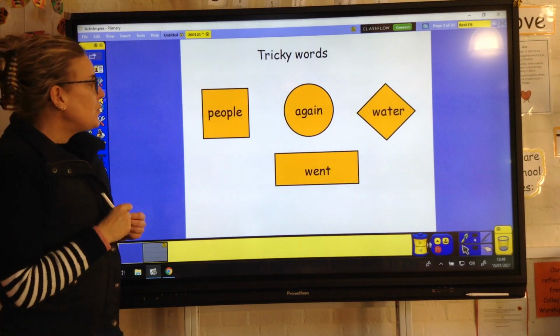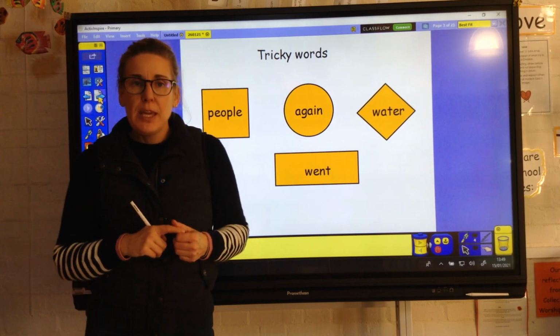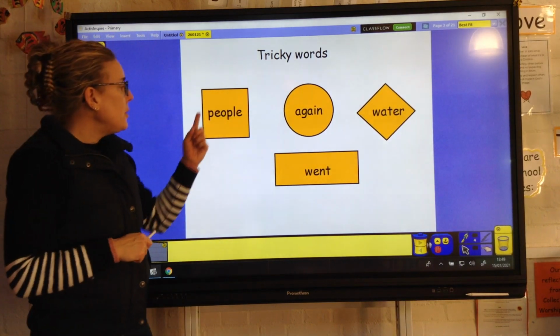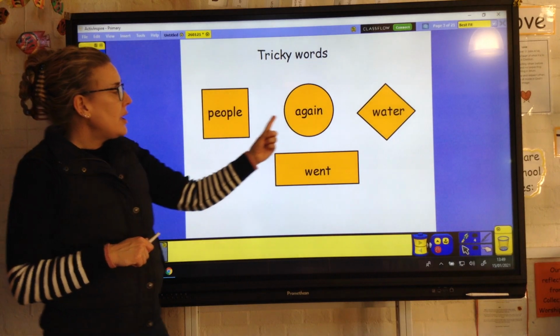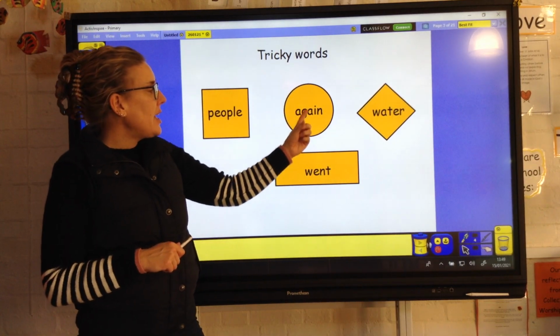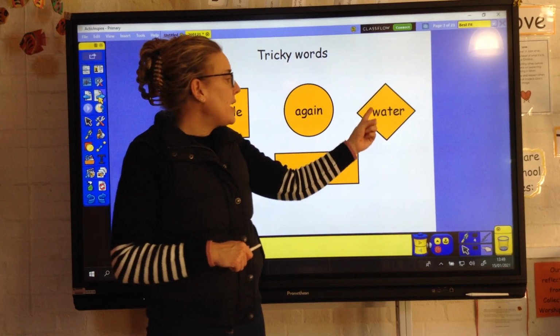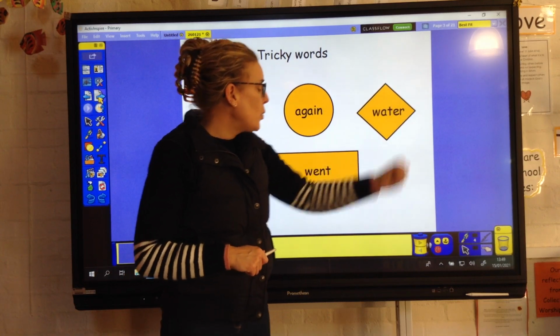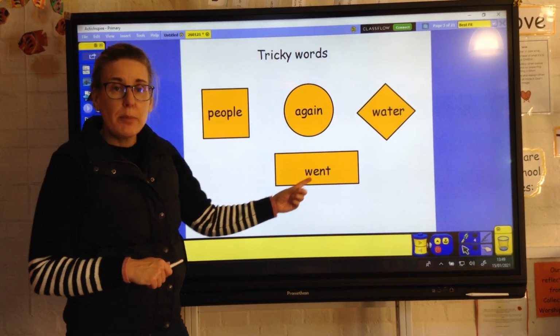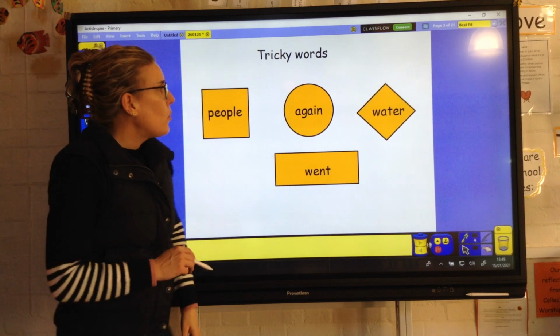Our tricky words for this week, we've got the word people, P-E-O-P-L-E, again, A-G-A-I-N, again, water, W-A-T-E-R, water, and went, W-E-N-T, went.